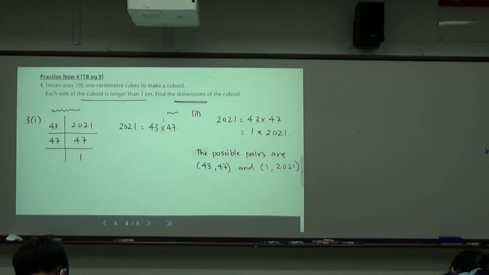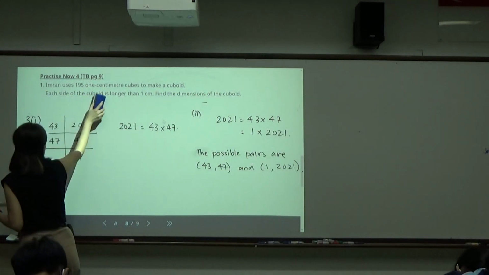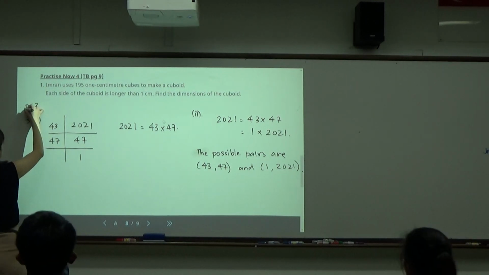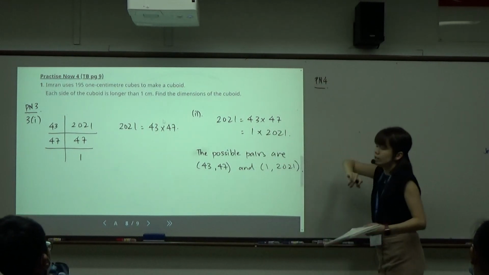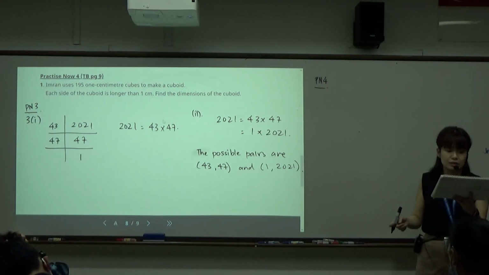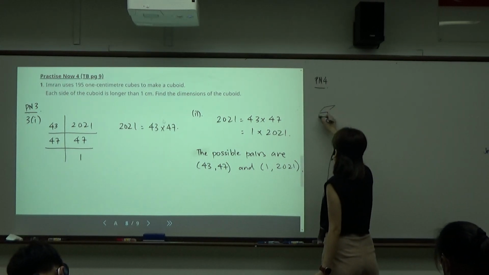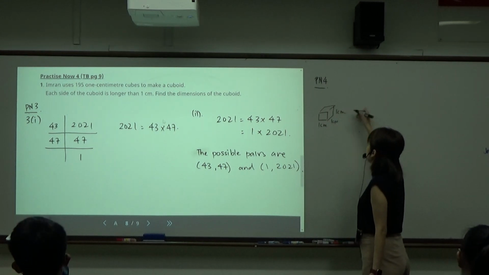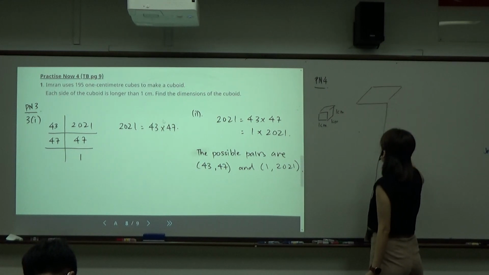Now, let's look at Practice Now 4. That's in your textbook, page 9. Practice Now 4 on this side. The question says that Imran uses 195 1-centimeter cubes to make a cuboid. So we have cubes that look like this, each side 1 centimeter, and then they are all placed together to make one big cuboid.